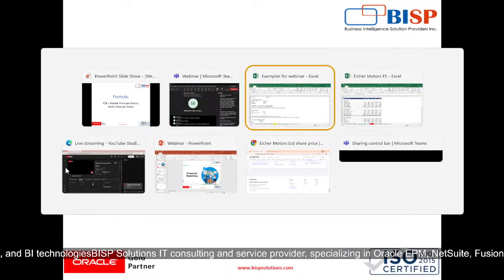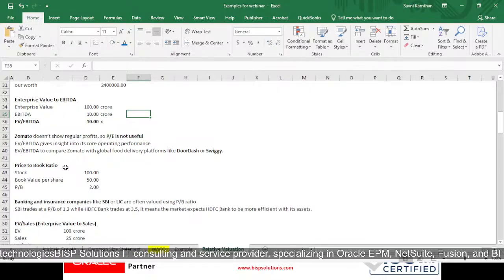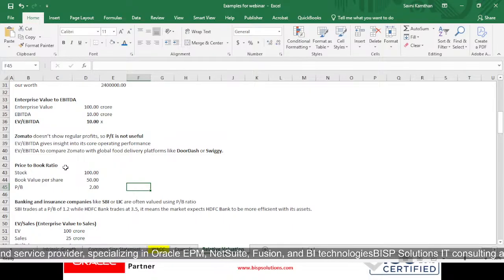So let's take an example for the same thing. If our stock price is 100 rupees and our book value per share is 50 rupees, our price to book ratio will be 2. So this means that investors are paying 2 rupees for every 1 rupee of assets.